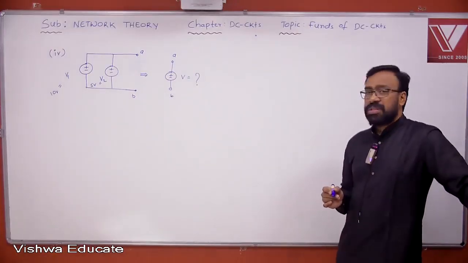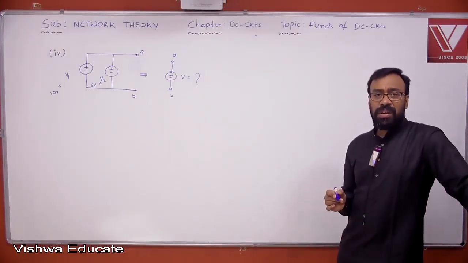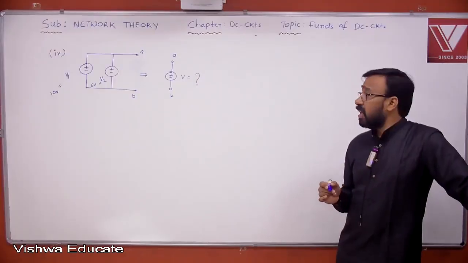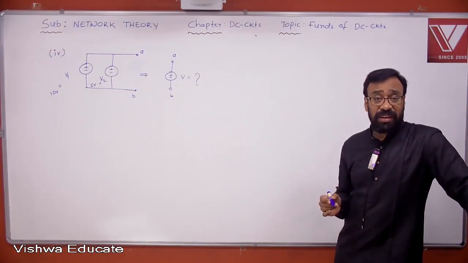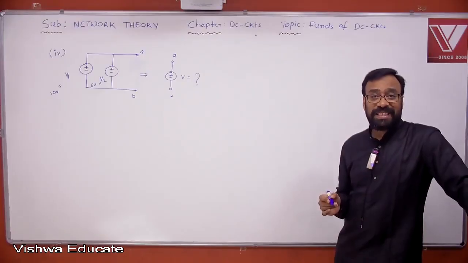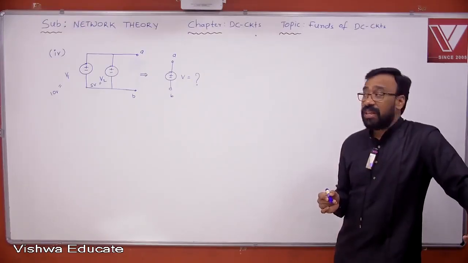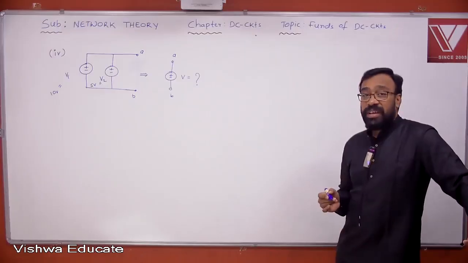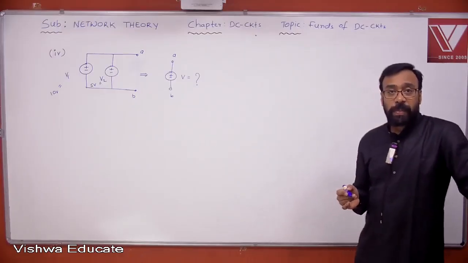Is it 15 volts, or 10 volts, or 5 volts, or 15 into 5 by 50, or 10 into 5 by 10 plus 5, something like that? Any new discoveries of the formulas? What is the possibility here to get that value of V?